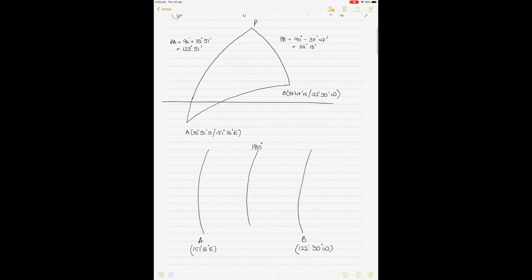Alright, so let's plot the position. I've got the position here, I've drawn the north pole, and I've got positions A and B.